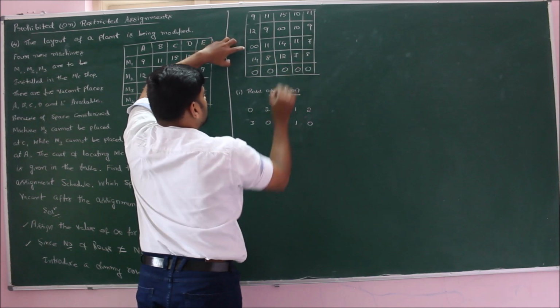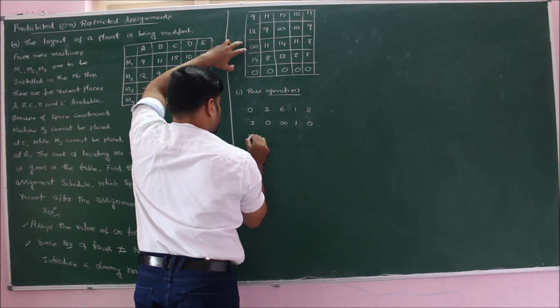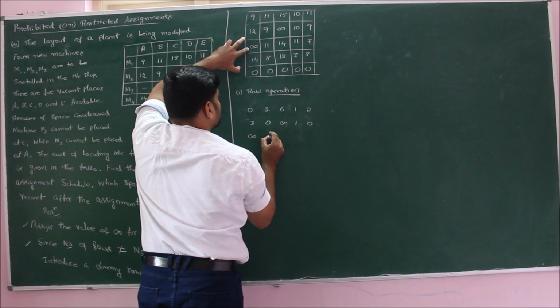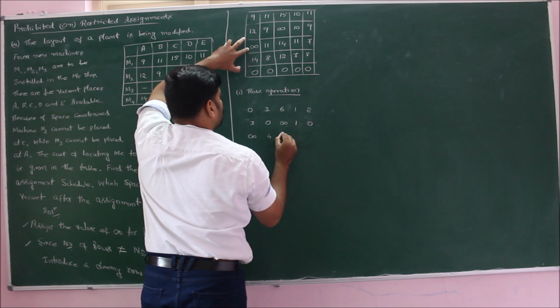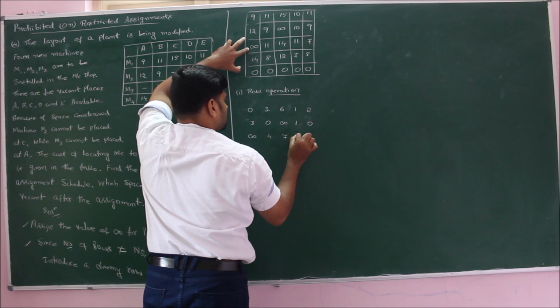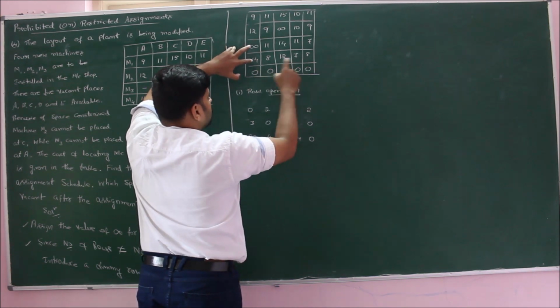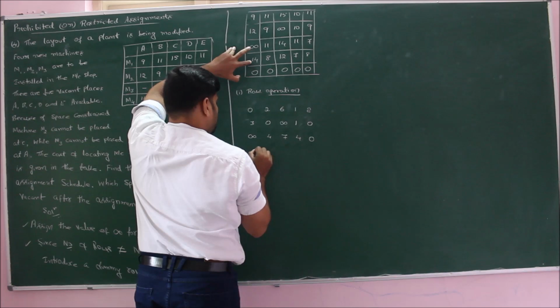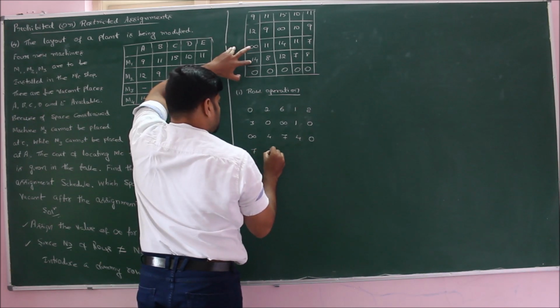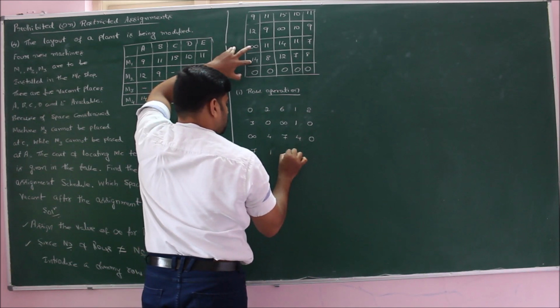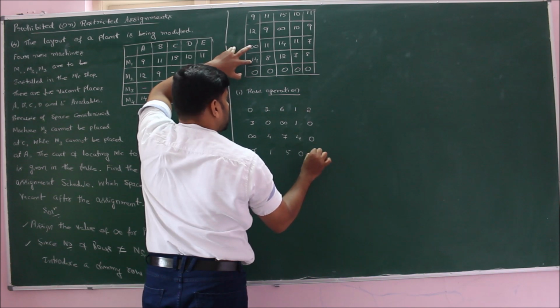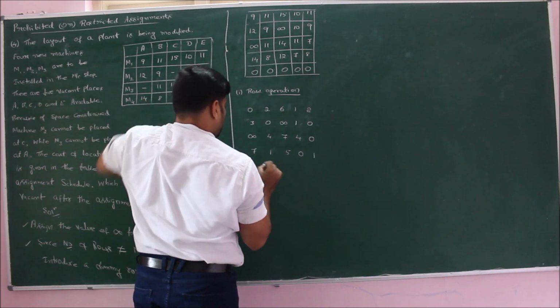In row 3, the least value is 7, so infinity minus 7 is infinity, 11 minus 7 is 4, 14 minus 7 is 7, 11 minus 7 is 4, 7 minus 7 is 0. In row 4, the least value is again 7, 14 minus 7 is 7, 8 minus 7 is 1, 12 minus 7 is 5, 7 minus 7 is 0, 8 minus 7 is 1. Here we have zeros.